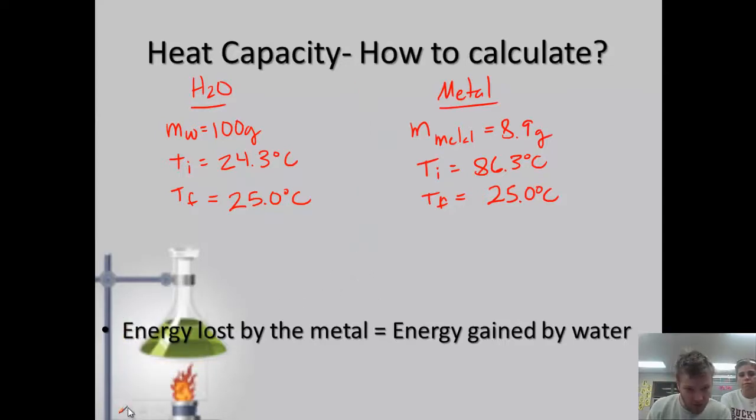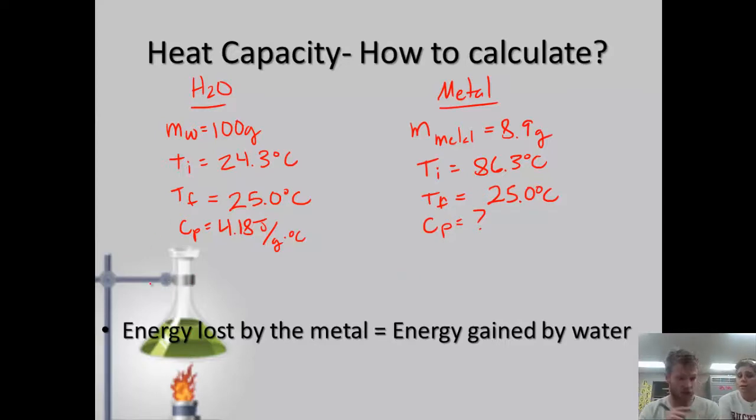Oh well, I didn't mean to erase all of that. So what we're going to do is the heat capacity for water. We know the heat capacity of water. That is 4.18 joules per gram degrees Celsius. And we don't know the heat capacity of the metal, but we can figure that out. That's what we're going to measure. So let's go ahead and set up our equations.